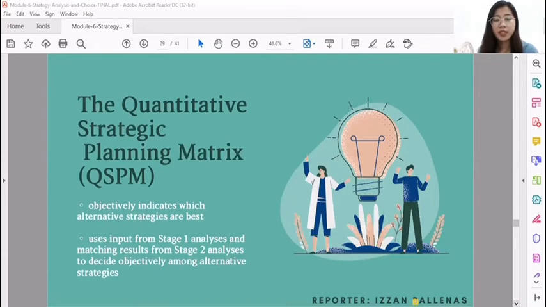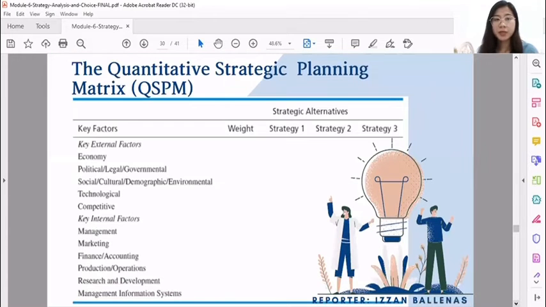The next topic is the Quantitative Strategic Planning Matrix, or QSPM. It objectively indicates which alternative strategies are best, and uses input from Stage 1 analysis and matching results from Stage 2 analysis to decide objectively among alternative strategies. Here we have to identify the key external factors and the internal factors. Under external factors are economic, political, legal, governmental, social, cultural, demographic, environmental, technological, and competitive. Under internal factors are management, marketing, finance or accounting, production or operations, research and development, and management information systems.